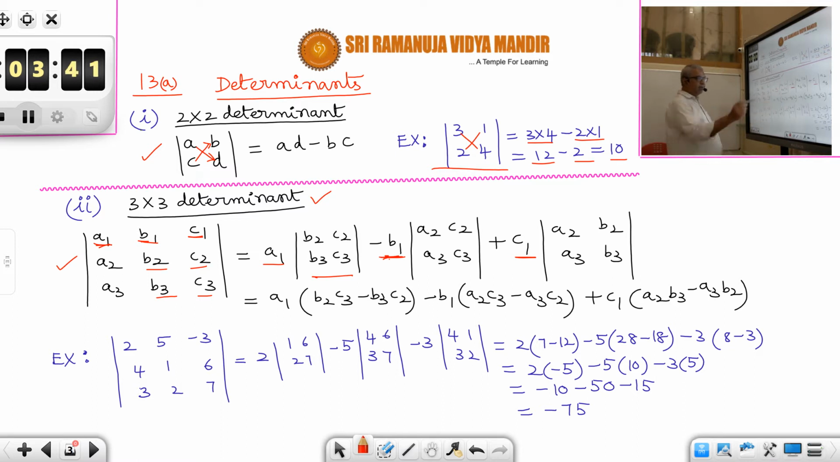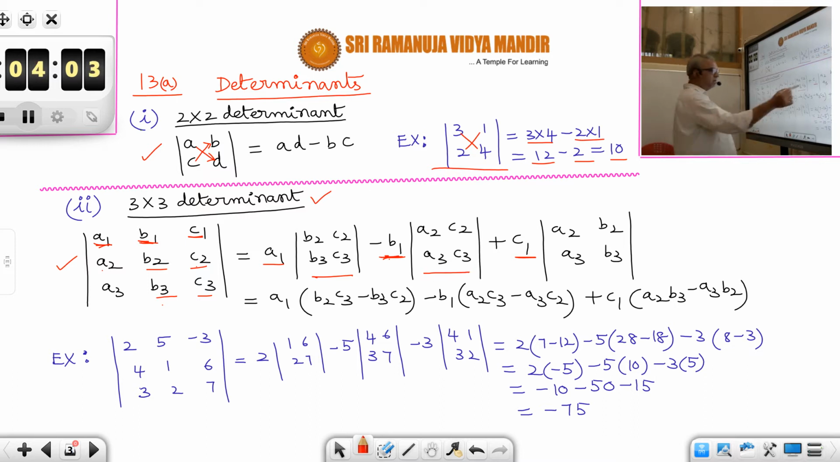Minus B1 into B1's minor. What does minor mean? B1 is in which column? Second column. B1 is in which row? First row. So remove the first row and second column. Which 4 elements are remaining? A2, C2, A3, C3. That 2 by 2 determinant you have to take.